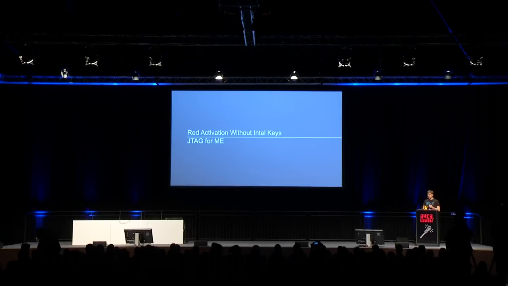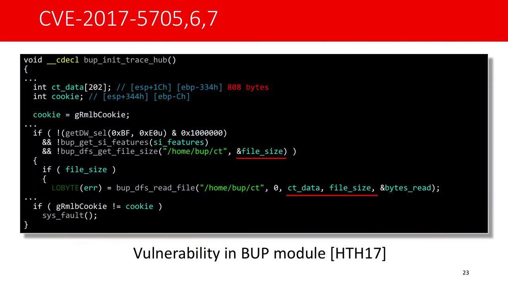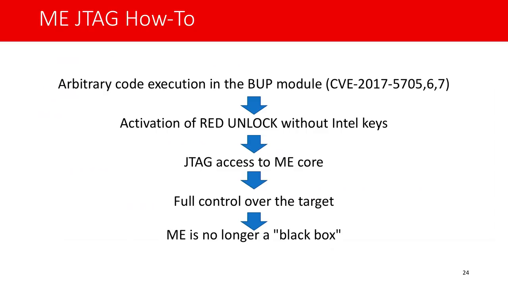And how do we activate red unlock without Intel keys? At Black Hat Europe, we disclosed a bug in the BUP module. This function, as you can see, has a vulnerability. When it calls another function, reading the BUP CT file, it gives an incorrect size of data to read. Instead of the local buffer size, the DFS read file function gets the size of the whole file. How we exploited this vulnerability, you can find in our presentation from Black Hat. And using the vulnerability, we also activated JTAG for the Management Engine.